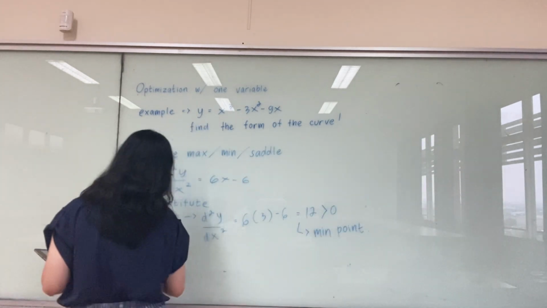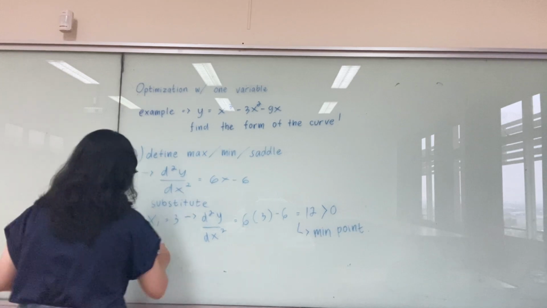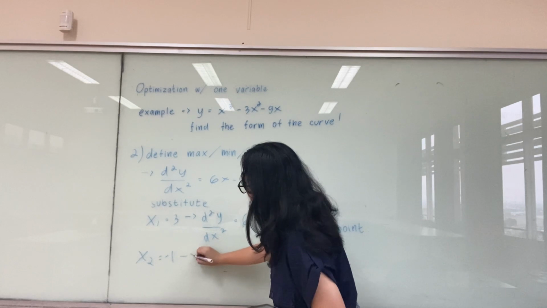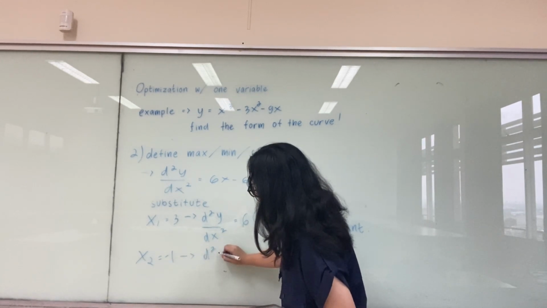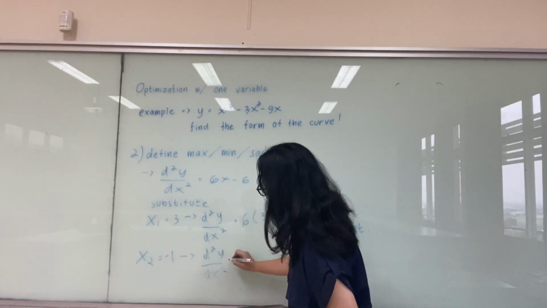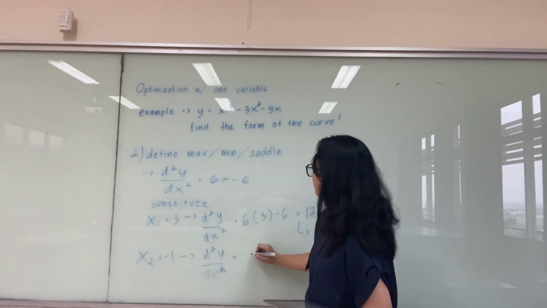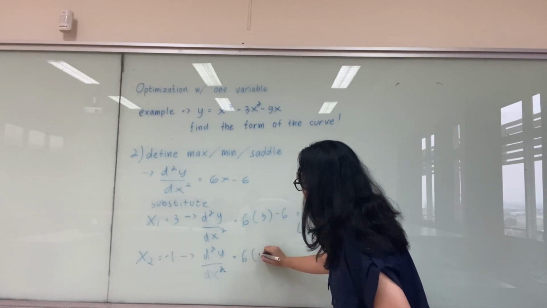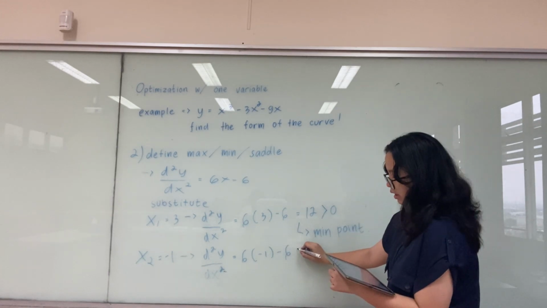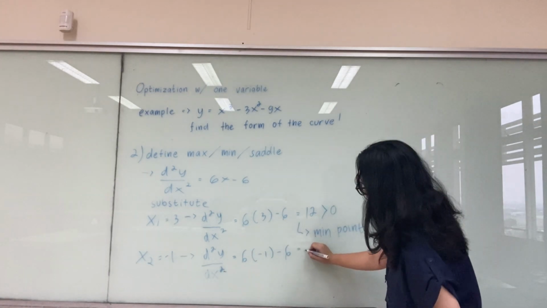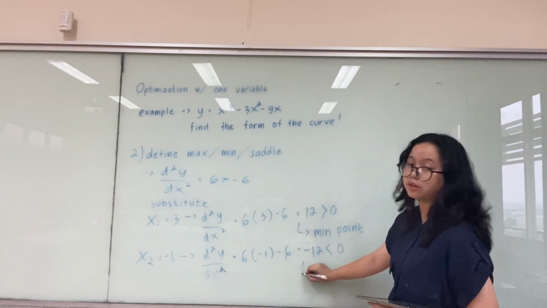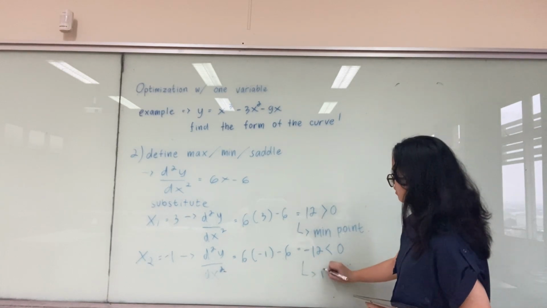Okay, now we are going to apply the second x, which equals minus 1. Now we are going to substitute it. d²y/dx² equals 6 times minus 1 minus 6. It equals minus 12, which means it is less than 0, and we can conclude from this it is to be a maximum point.